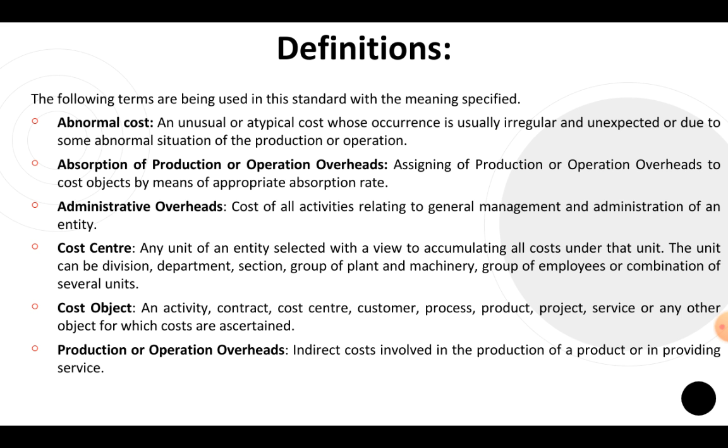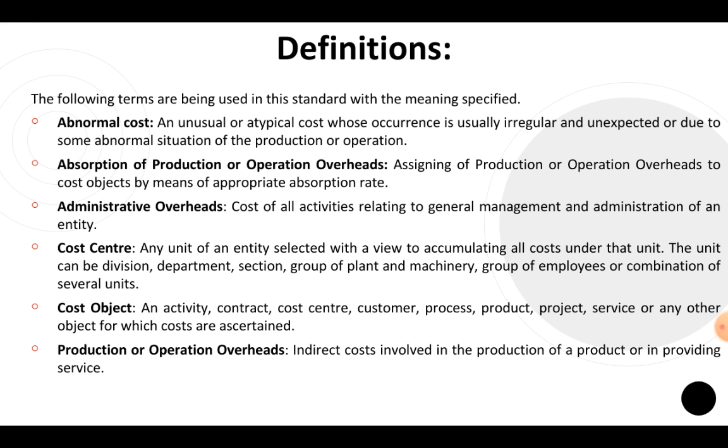And the third point, administrative overheads. So administrative overheads refers to all those costs which are relating to the administrative work. So cost of all activities relating to general management and administration of an entity. Fourth point, cost center. Cost center is basically the area where the cost is incurred. So any unit of an entity is selected with a view to accumulating all costs under that unit. The unit can be a division, department, section, group of plant and machinery, group of employees, or combination of several units.